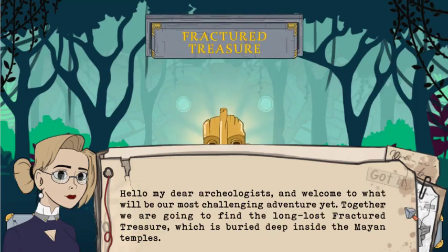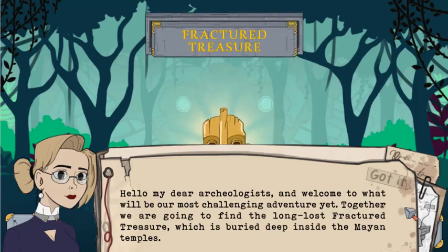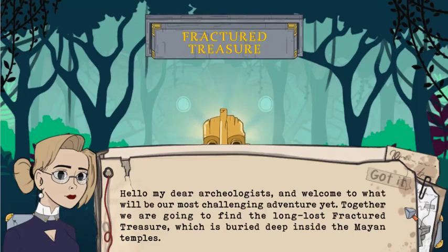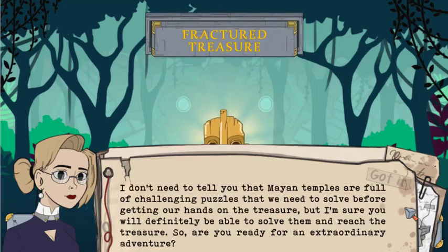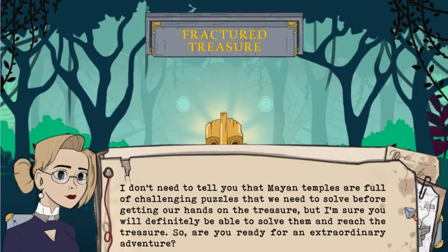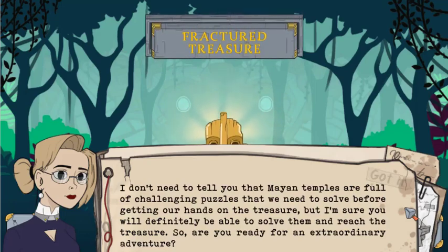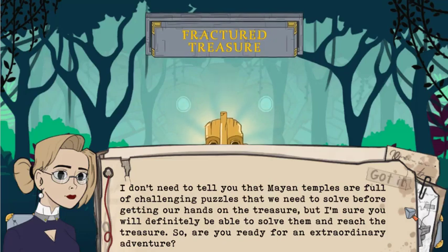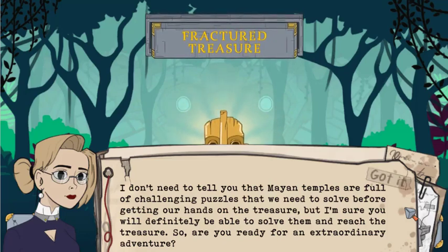Together we are going to find the long-lost fractured treasure, which is buried deep inside the Mayan temples. I don't need to tell you that Mayan temples are full of challenging puzzles that we need to solve before getting our hands on the treasure, but I'm sure you will definitely be able to solve them and reach the treasure. So, are you ready for an extraordinary adventure?